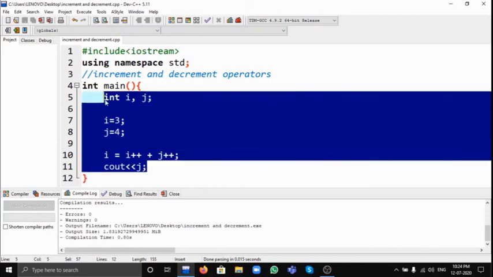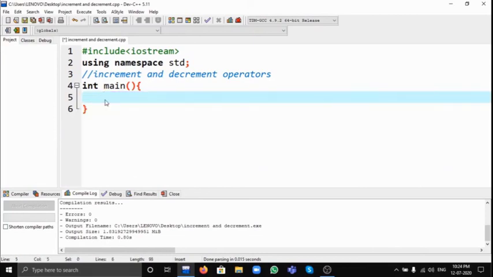All right. Now let's talk about decrement operators. You all must have guessed it. It's the same thing as increment operators. It is just that instead of increasing the value by 1, we will be decreasing the value by 1. Let's just understand this with a simple example.